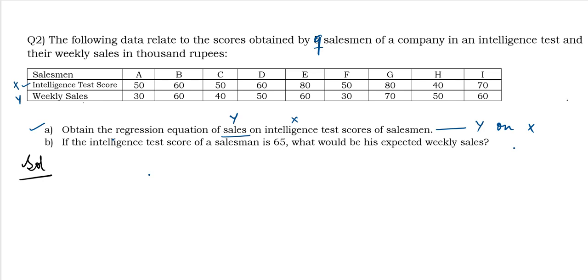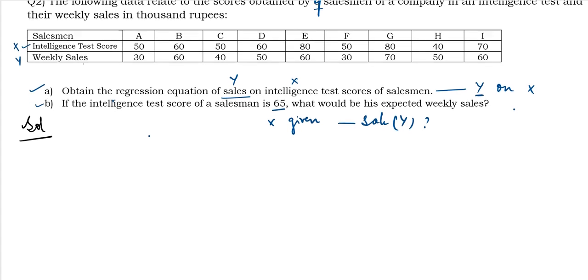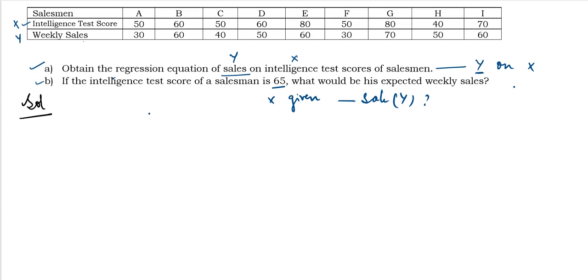Okay, so let us check the second one. What is being asked? If the intelligence test score of a salesman, यहाँ पे क्या दिया हुआ है? अगर x given है तो what is the value of sales? सेल्स मतलब y, y क्या रहेगा, तो यही आपको निकालना है. मतलब in this case you have to find out the value of y if x is given. Let us do the same.